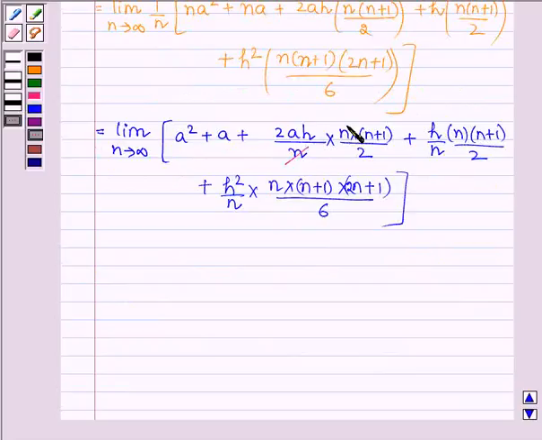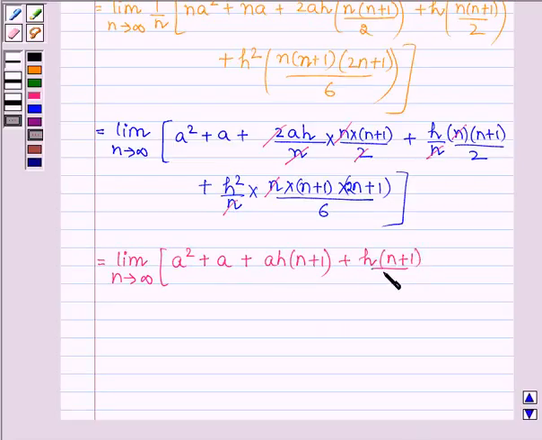So this n cancels out with this, 2 with 2. Here also n with n, and here also n with n. So we further have limit as n approaches infinity a square plus a plus ah into n plus 1 plus h into n plus 1 upon 2 plus h square n plus 1 into 2n plus 1 upon 6.